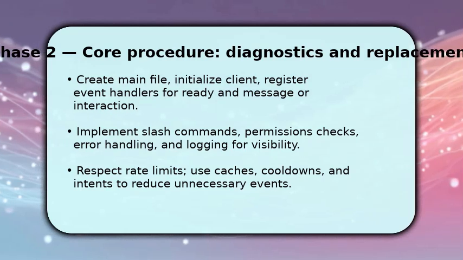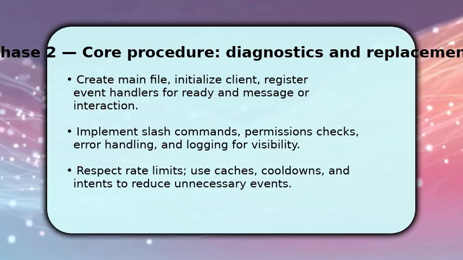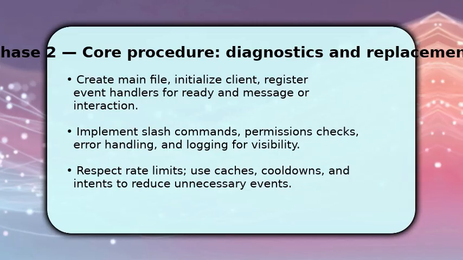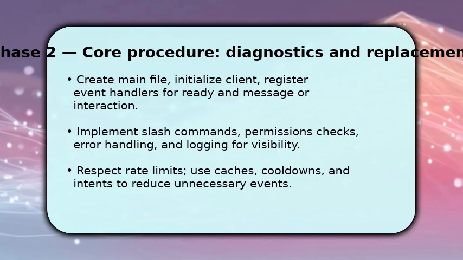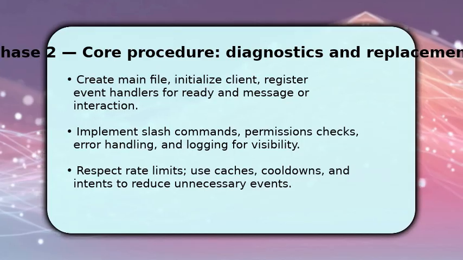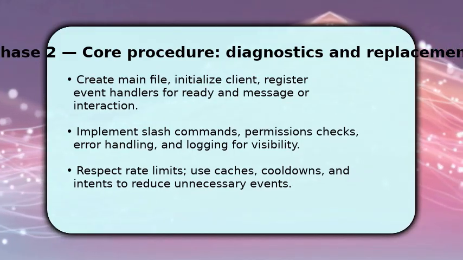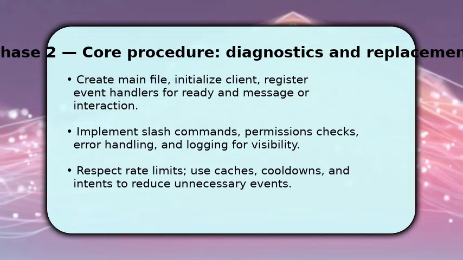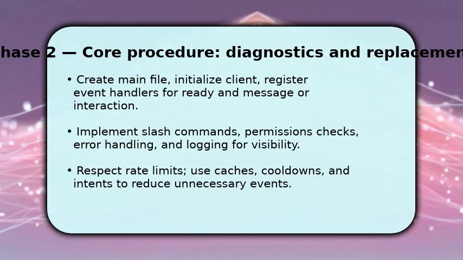You now implement the core. Create your main file, initialize the client with the selected intents, and register handlers for ready and interaction events, because that's where commands live. Then add /commands with proper permissions checks so only the right users can run them, plus error handling and logging to capture faults. Make sure to respect Discord rate limits by using caches and command cooldowns, and optimize which intents you subscribe to so your bot runs efficiently and predictably.